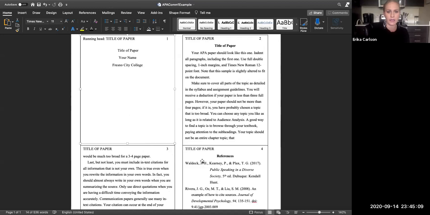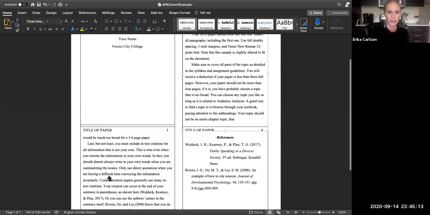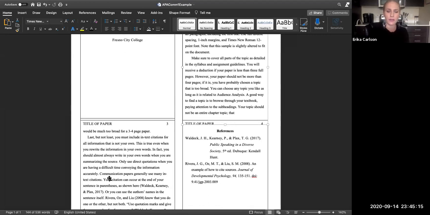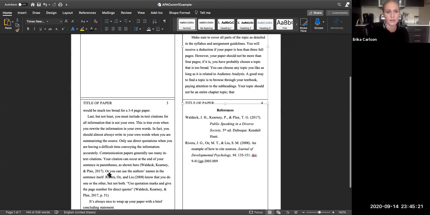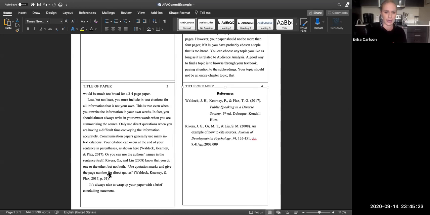There we go. You can't write a paper on the entire chapter. What you're going to want to do is pick a few things that would allow you to write a 3 to 4 page paper and cover those topics extensively. So the last thing that we'll talk about tonight is including in-text citations for all information that is not your own. So even if you rewrite information or ideas into your own words, you should always cite that source.